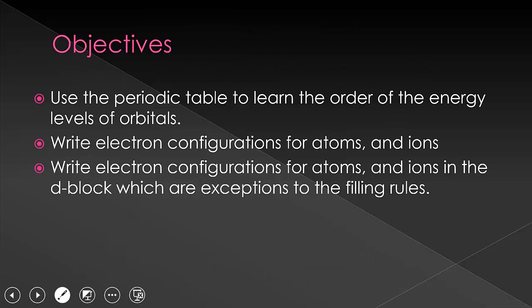You should now have an idea how to use the periodic table to learn the order of the energy levels of the orbitals. You should be able to write the electron configurations for atoms and ions, or at least will after some more practice, and write electron configurations for atoms and ions in the D block, which are exceptions to the filling rules. We'll of course do a bunch more examples of this in class, as the only way to get good at these and to get fast at these is to do lots and lots of examples.